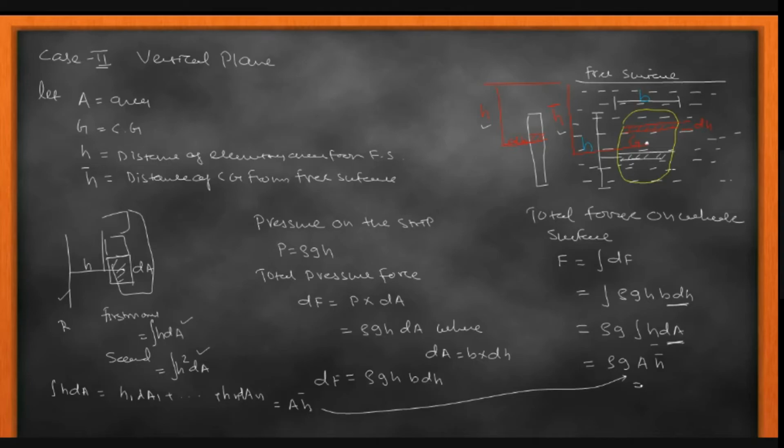And now we can write rho into g as w, which is called the specific weight. So we can write w A into h cut. This is our total force acting on the surface. The center of pressure is indicated by H star. Students, here there are three H's. One is small h, another is H cut, and the third is H star. So h is the height of the elementary area or strip.